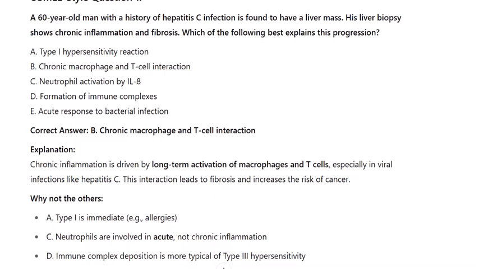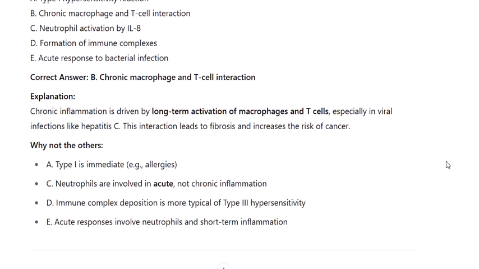Why not the others? A. Type 1 is immediate, e.g. allergies. C. Neutrophils are involved in acute, not chronic inflammation. D. Immune complex deposition is more typical of type 3 hypersensitivity. E. Acute responses involve neutrophils and short-term inflammation.